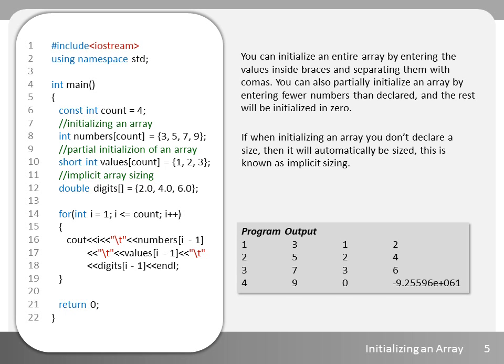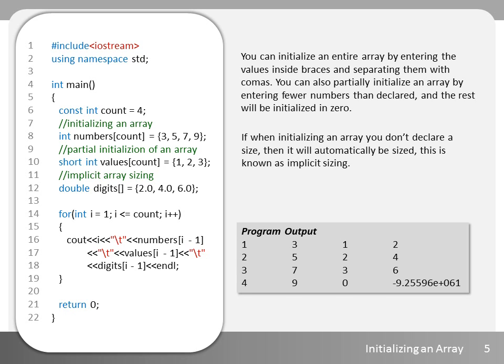Next, we have partial initialization. First, I declared an array called values of data type short int with a size declarator of 4, except this time I only entered 3 values instead of 4. I entered the values 1, 2, and 3, and what's going to happen is that any extra element not initialized will be automatically initialized to 0. Now note, you cannot skip a number by writing 2 commas in a row. This will result in an error.